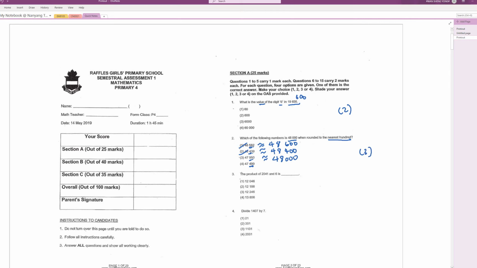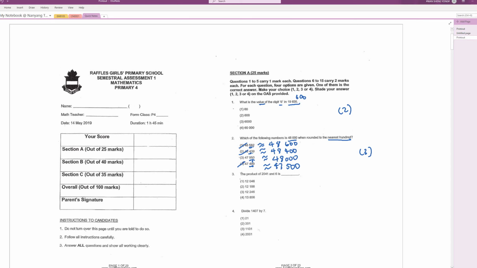How about option 4? 47,499, because 9 is more than or equals to 5, we round up. And when we round this number up, we will get 47,500. So again, option 4 is incorrect.